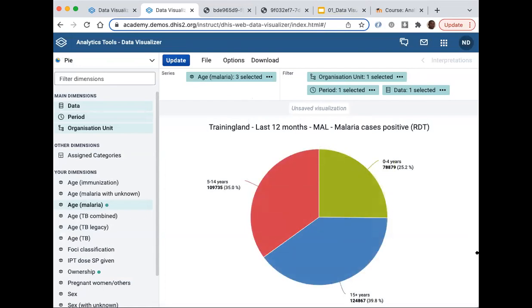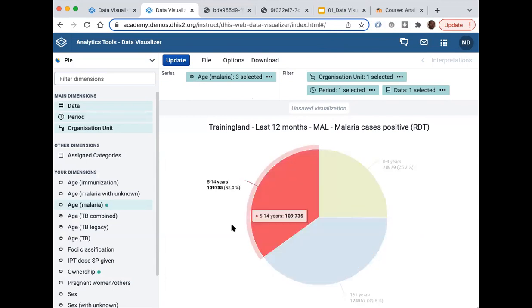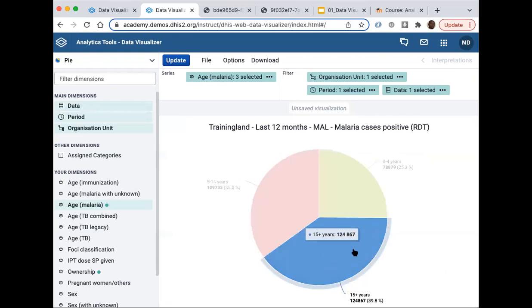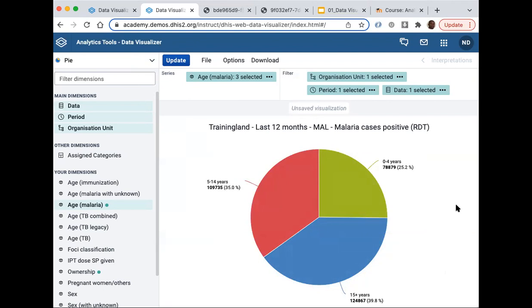So I am able to present to the team that in this, we almost have 39, 35, 25. So the highest number of malaria positive cases using RDT are in the 15 years and plus. That's where we have the highest number. Okay. So I could also change this and say maybe we want to see the highest positivity cases in terms of last year, which month had the highest.